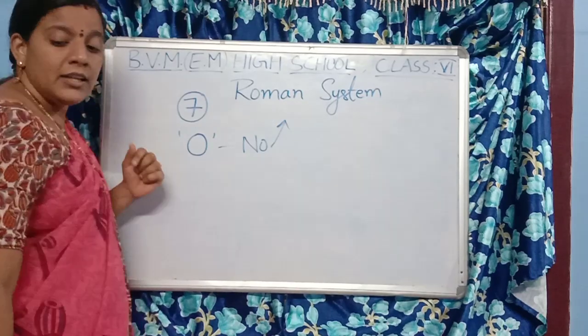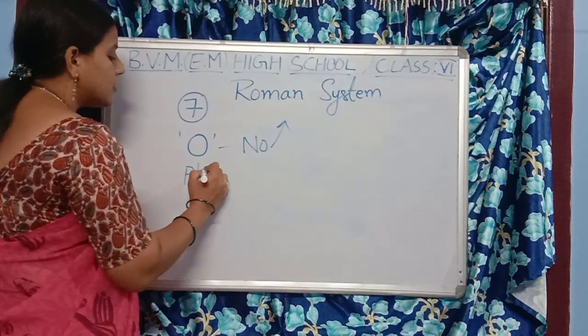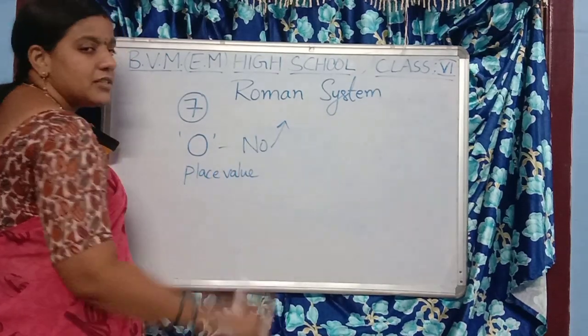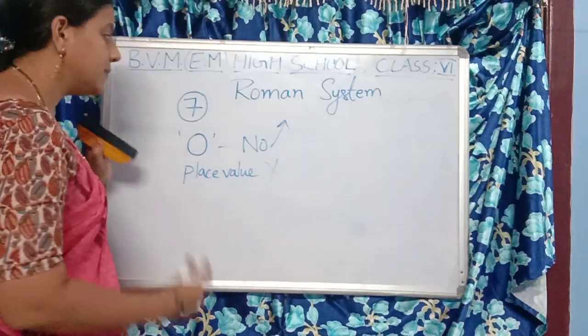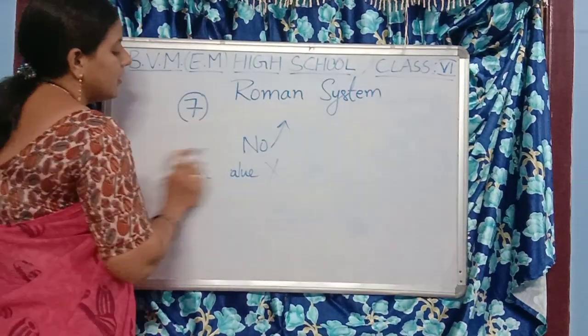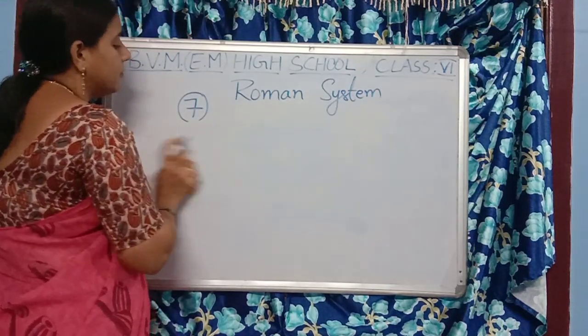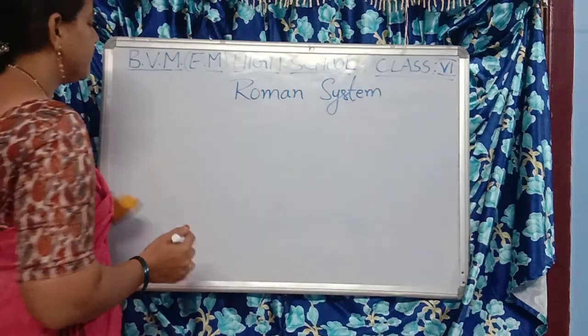Okay? In the Hindu-Arabic system, we maintain place values. But here in the Roman system, there is no place value. Okay? Next, let us come to the symbols of the Roman system. What are the symbols of the Roman system?